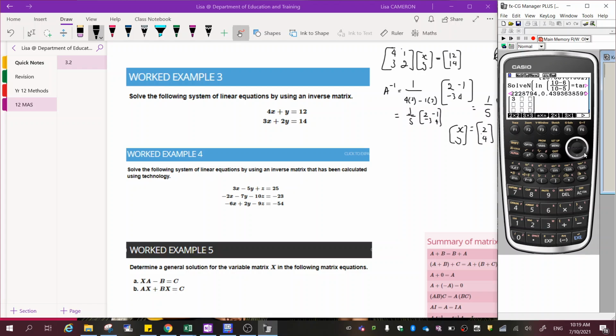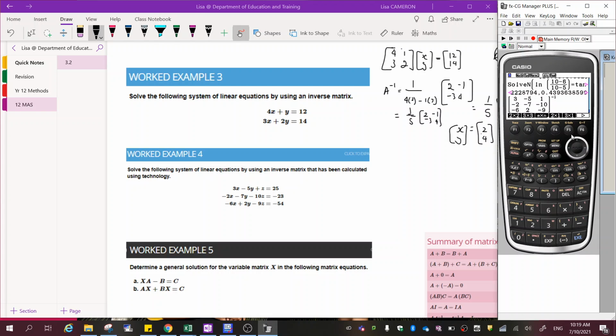So 3, -5, 1, -2, -7, -10, go across. Okay, -6, 2, and -9. Okay, so that first matrix, matrix A, is going to be to the power of -1.